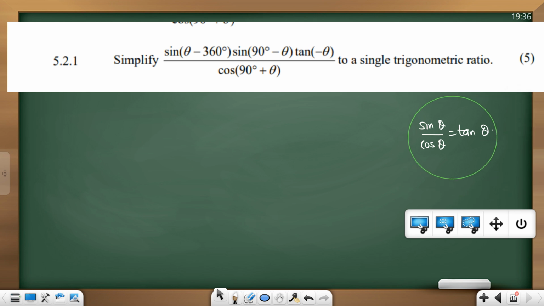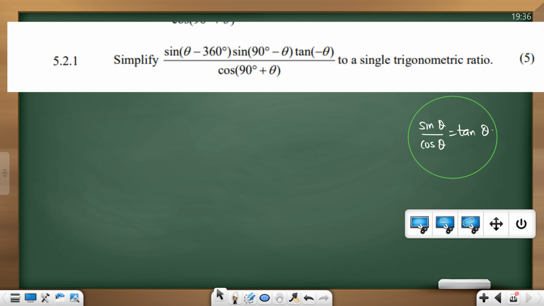I'll do this one for you. I'll do this one for you. Oh, I'm so excited. Guys, let's start. Sine theta minus 360. I want to show you something as well here.